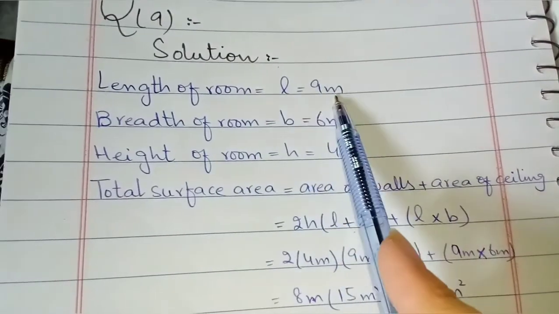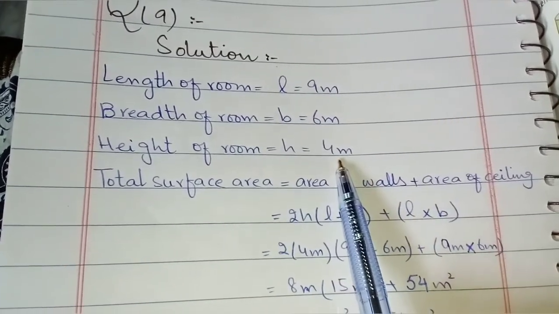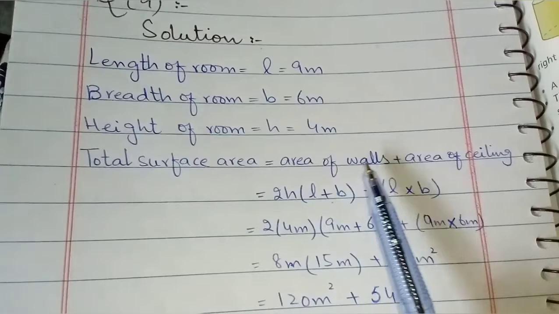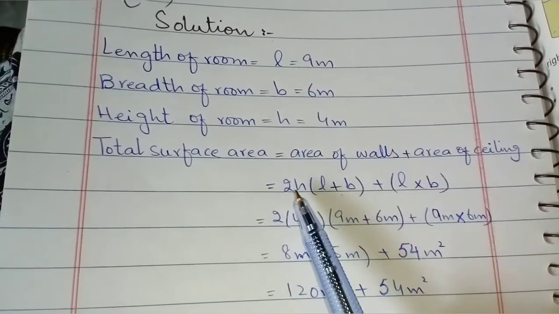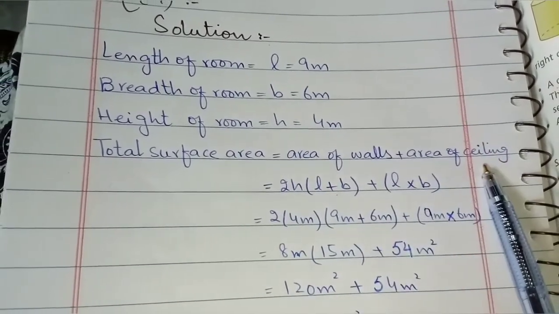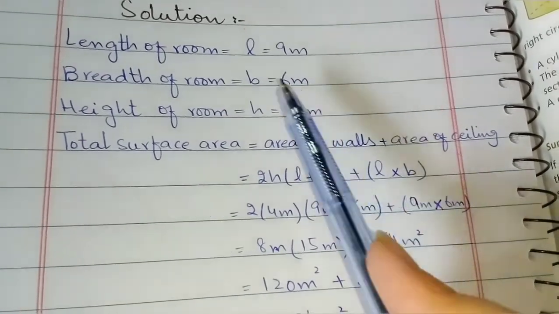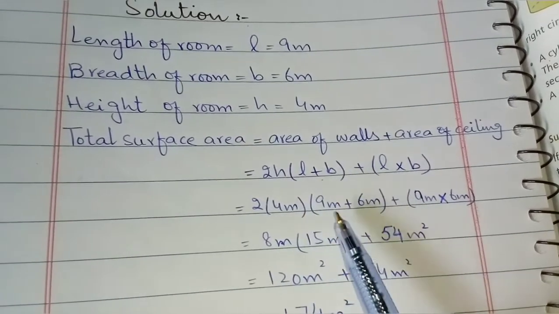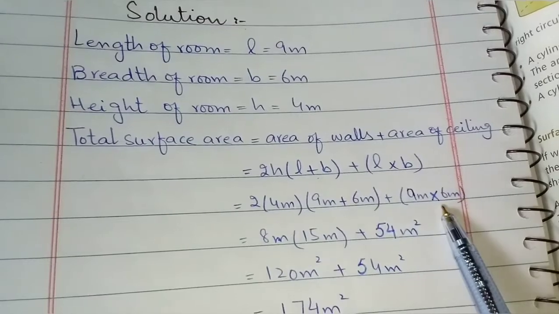Length of a room L is equal to 9 meter, breadth of a room is equal to 6 meter and height of a room is equal to 4 meter. We have to find the total surface area. The total surface area will be equal to area of four walls plus area of ceiling. Area of walls are in the cuboid form, so we put the formula 2h into L plus B. And area of ceiling, ceiling is in the rectangle form, only length and breadth will be considered in the rectangle, so length multiplied by breadth. Height is equal to 4 meter, length is equal to 9 meter and breadth is equal to 6 meter.